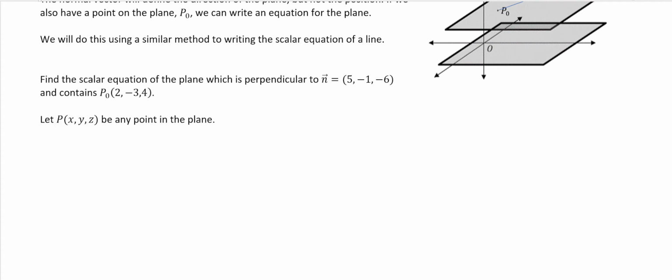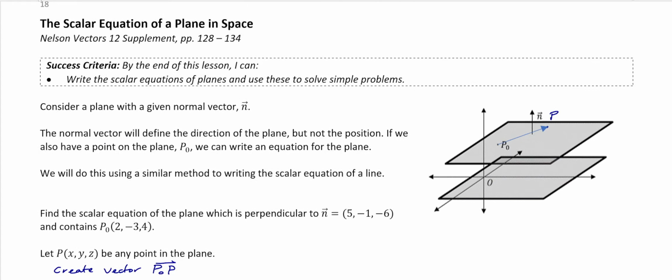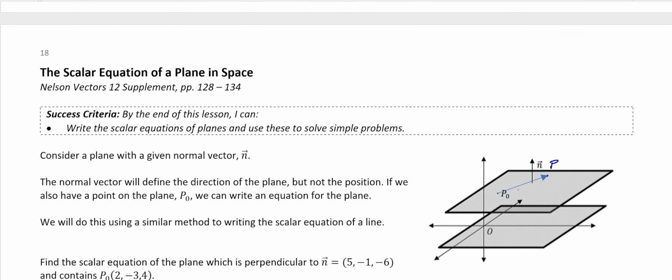So that's the first thing that I'm going to do here. So I'm going to say, second, create vector P0 P. Right, and that's that vector that's on the plane right there, P0 P. Just to show you again, P0 P right there. And it will be perpendicular, I can even draw that in, perpendicular to this normal.